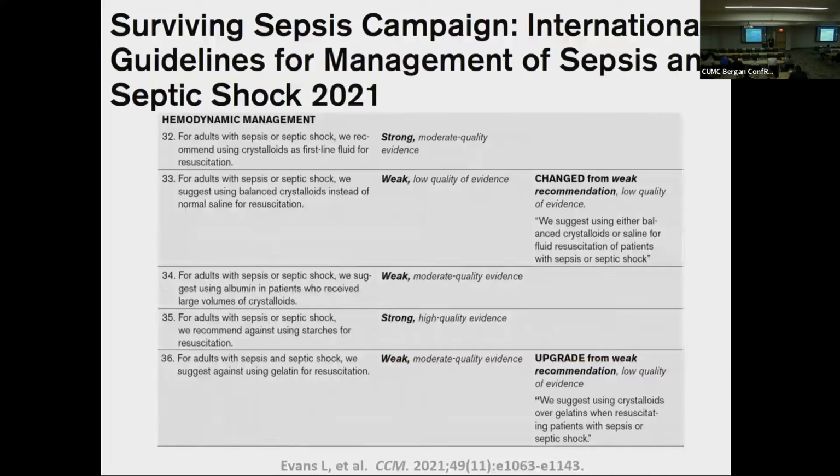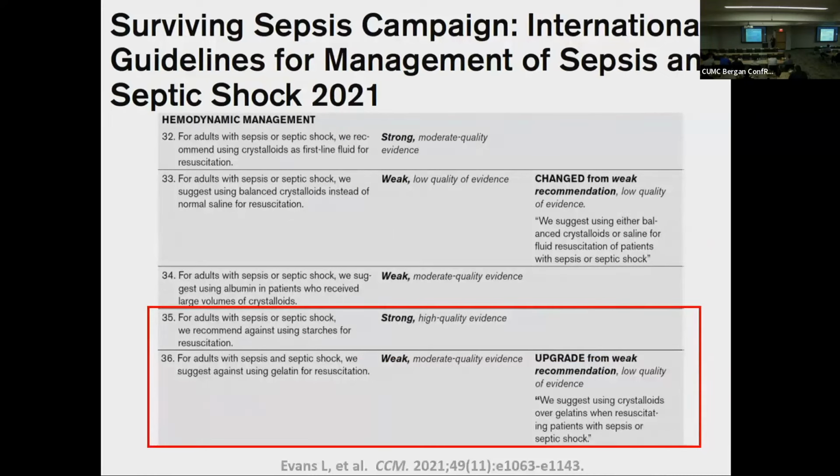So where are we with this? Here are your 2021 guidelines. Start at the bottom. Recommend against starches. I didn't show you the gelatins. It's not quite as bad with the gelatins as it is with the starches, but it's similar. So no starches, no gelatins.